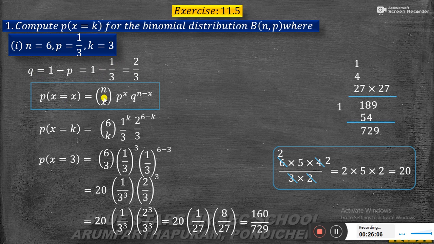So this is the binomial distribution formula: probability of x equal to k is nCk p^k q^(n-k).